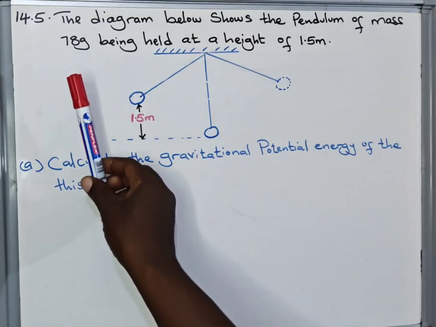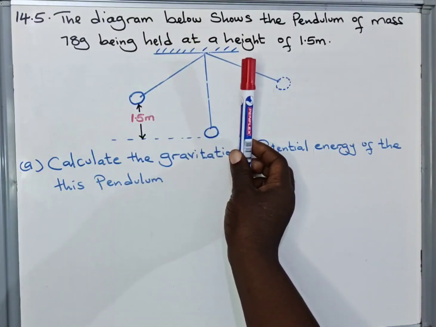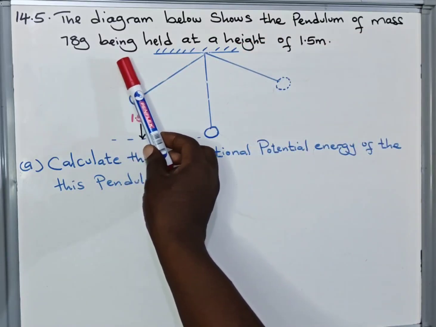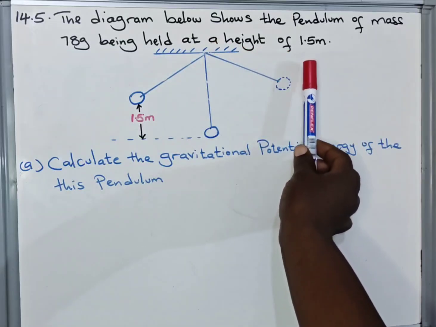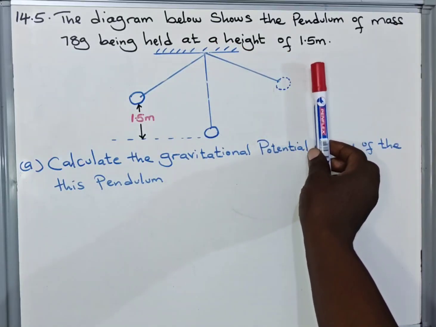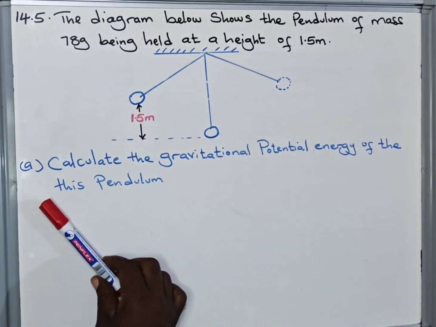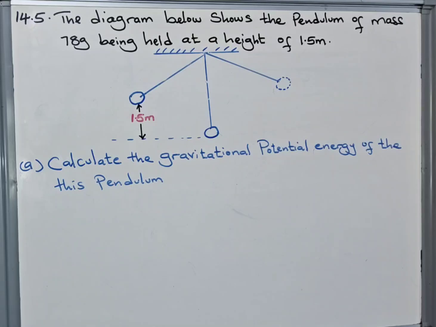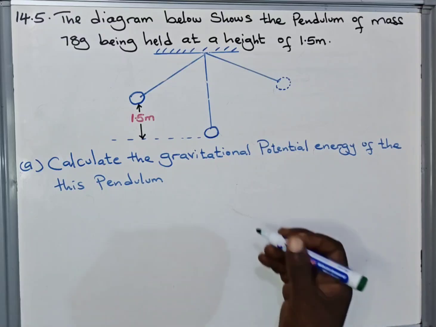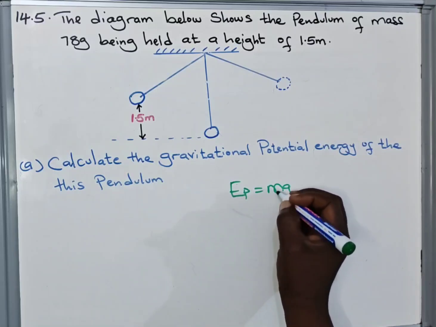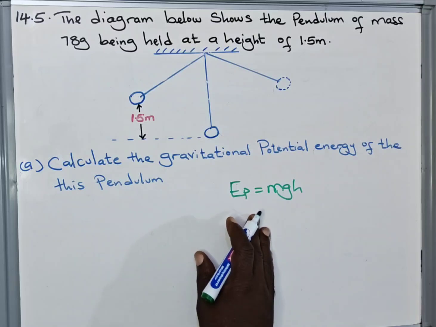It says that the diagram below shows the pendulum of mass 78 grams being held at a height of 1.5 meters. So this is the diagram, and the question says, calculate the gravitational potential energy of this pendulum. So they are looking for a gravitational potential energy given by this expression. Potential energy is equal to mgh.